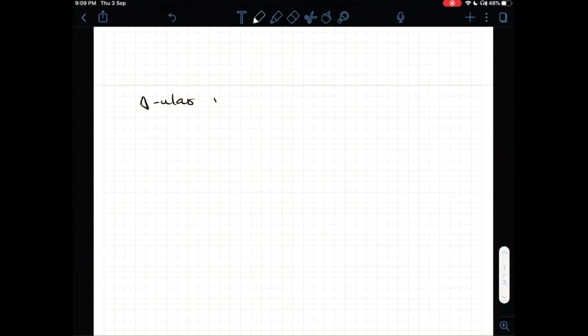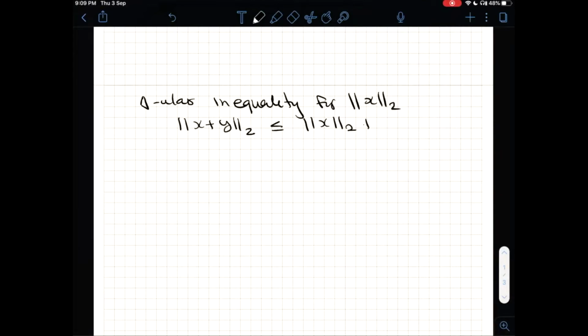Triangular inequality for second norm. So what is it that we have to prove? Given two vectors x and y in Rn, we want to show that the length of the x plus y vector is bounded from above by the length of x plus the length of y.